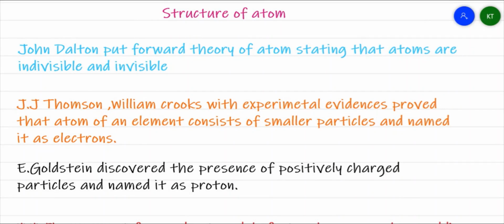Welcome to the fourth chapter in Class 9 ICSE Chemistry, that is Structure of Atom and Chemical Bonding. So in this video we are going to take a brief review of the historical background of how the structure of atom arrived.